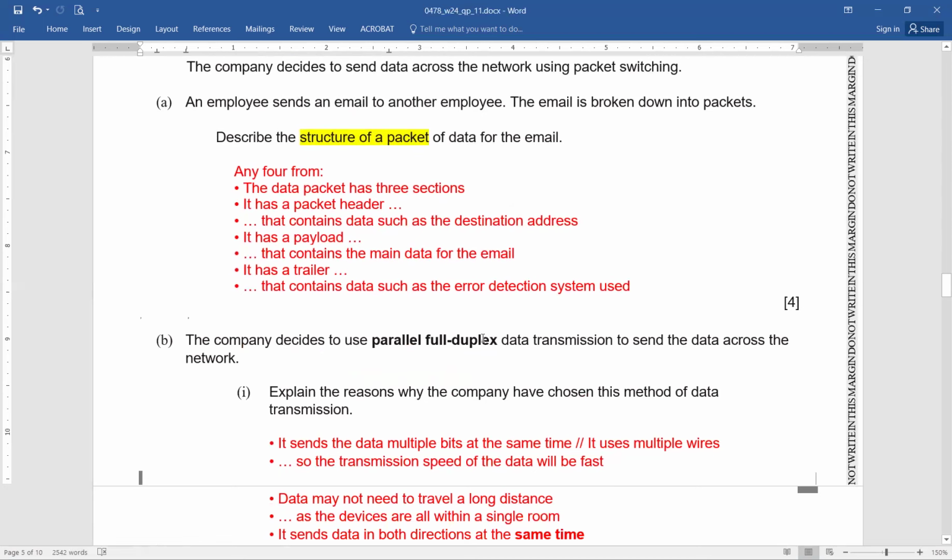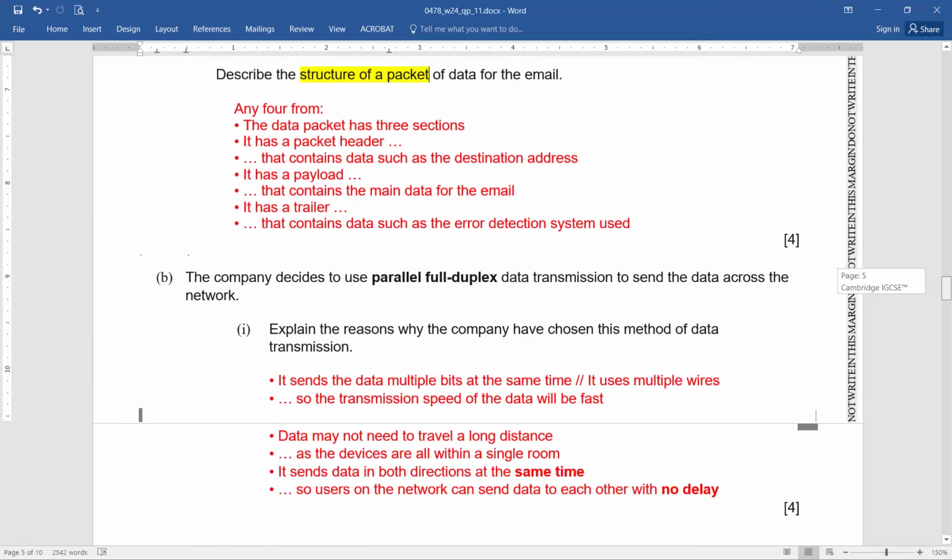Part B. The company decides to use parallel full duplex data transmission to send the data across the network. Explain the reasons why the company have chosen this method of data transmission. Parallel full duplex. By the way, parallel means several bits of data transmitted across several lines at the same time. And full duplex means two-way and simultaneous. Just be clear about the two terms, their descriptions, and you are able to frame a very nice explanation answer for yourself. It's a 4-mark question.